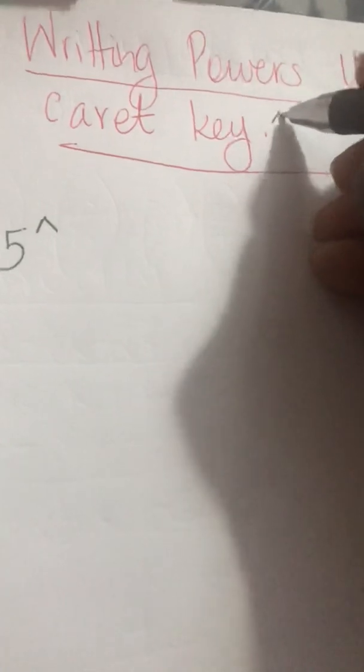So there is another way of writing exponents. Sorry, writing powers. So, writing powers using the caret key. This is not in your book, but I thought it was important for you to know. So if you see 5, the caret key, this is the caret key, it looks like that. Okay.